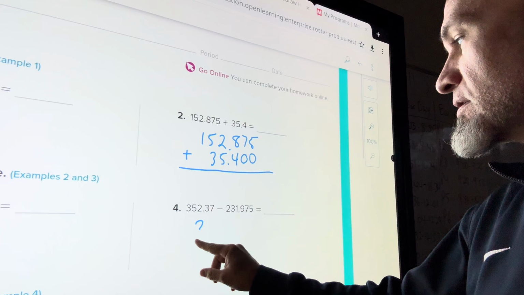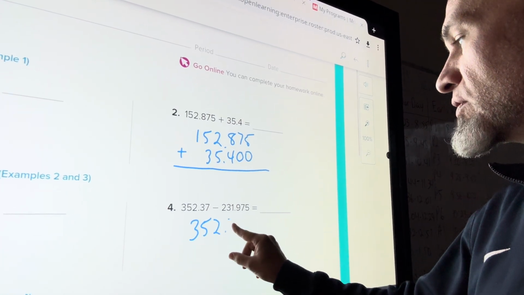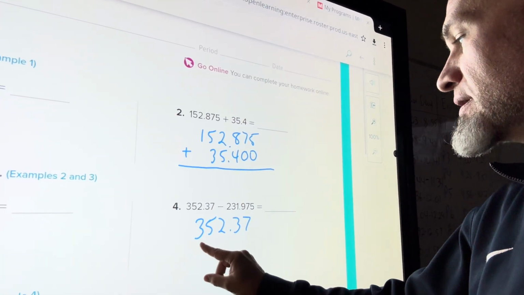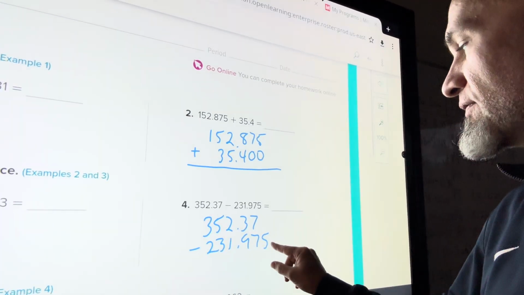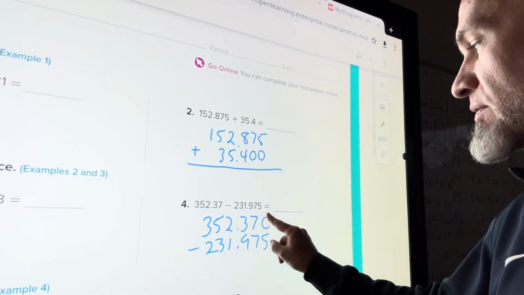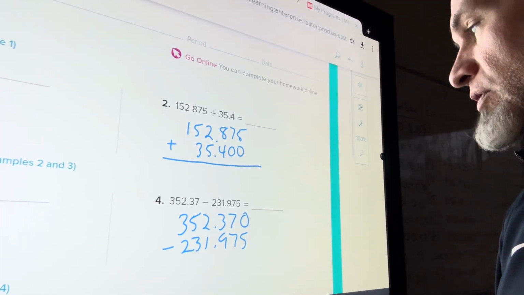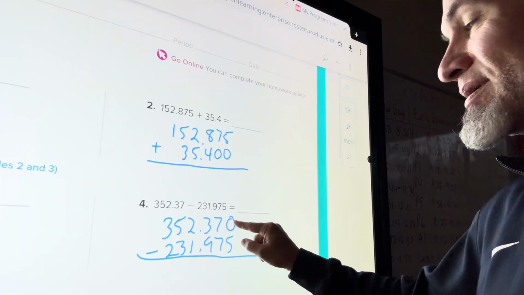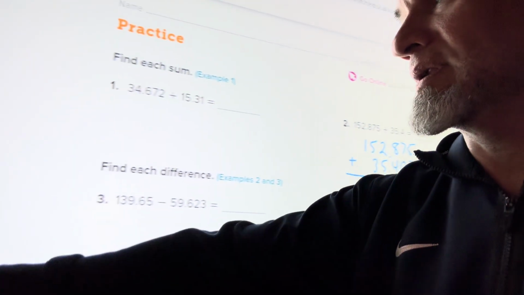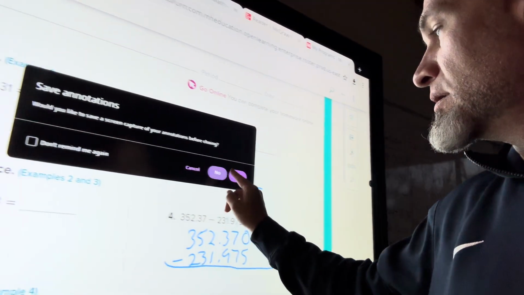Same thing with subtraction, 352 and 3700. So you have to make sure that these decimal points are lined up. And the 5 in the thousands place here, you're going to have to put a 0 in the thousands place for the top number. And then you subtract like normal. Remember, this is not 5 minus 0, it's 0 minus 5. And you're going to have to do some regrouping there.